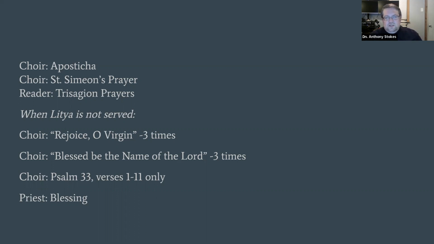So there's some variation there, but the rubrics say that it's in the same tone of the doxasticon if there is one. If there's not one, it will be the tone of the week. So you have the Apostichon with its verses. Then the choir sings St. Simeon's prayer. The general rule is that if there's an entrance before Gladsome Light, then St. Simeon's prayer is sung. If there's no entrance, then it's read.